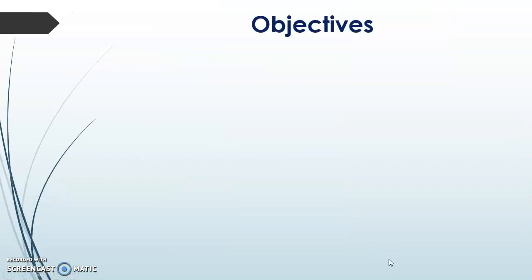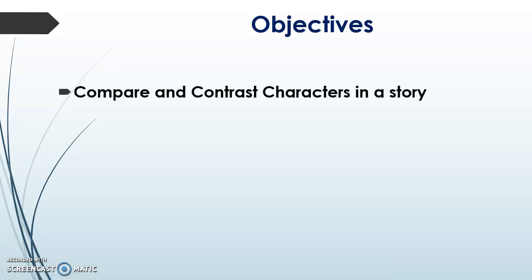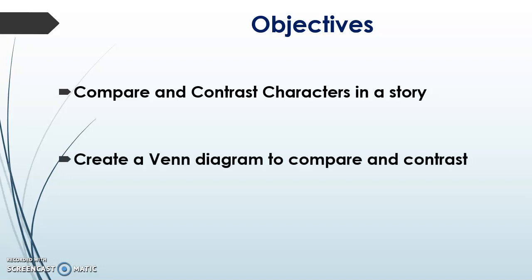The objectives. By the end of this lesson, you shall be able to compare and contrast characters in a story. Notice here I said in a story. I did not say in the story, which means that you should be able to compare and contrast between characters in any story. By the end of this lesson also, you should be able to create a Venn diagram to compare and contrast.